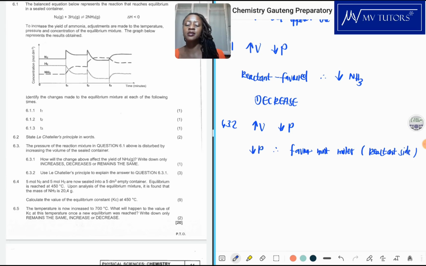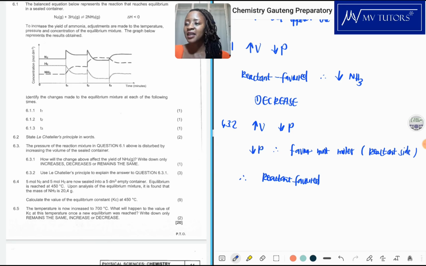Okay, I hope it makes sense. So an increase in volume will go with where you have the most moles. That is the case. You increase the volume, you decrease the pressure, then the reactants in this case are favored. So therefore, reactant favored. So therefore, you are increasing the yield of nitrogen as well as hydrogen instead of ammonia. And that's where I would leave it.